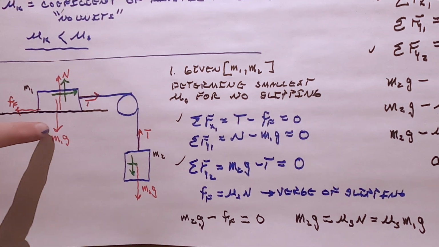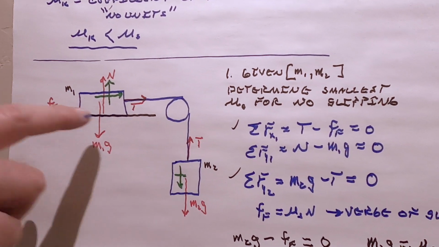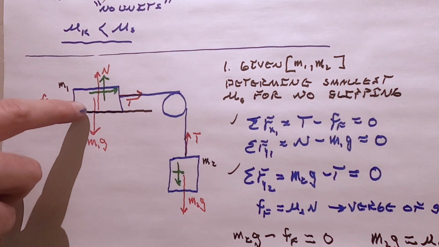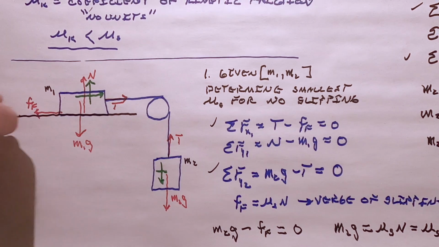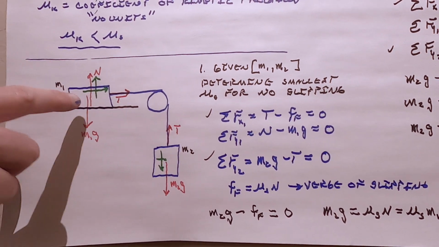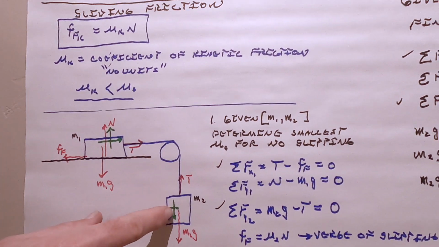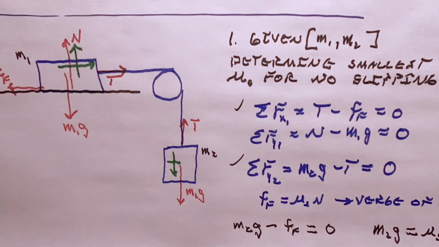So we go ahead and we draw the forces. We got the m1 g, we got the normal going up, we got the tension going that way, but now we have friction. It's trying to slip this way, it always fights the slippage, so it's coming back. This would be a static friction because this is not moving. Over here, we have the m2 g and we have the tension.